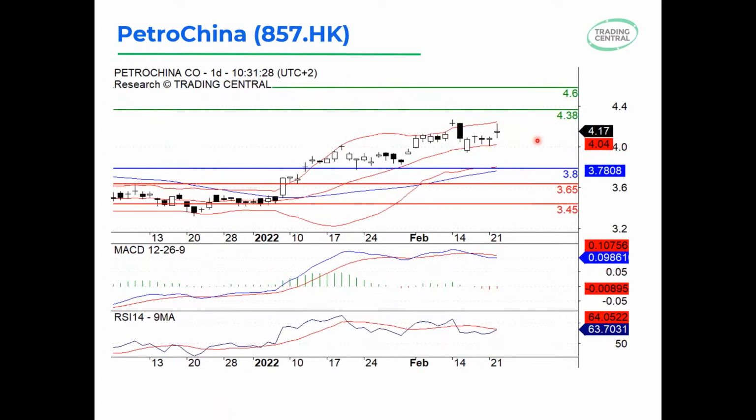PetroChina, a stock listed in Hong Kong. It is an updated chart. You can see that it keeps trading above the 20-day moving average. Although we have a down day, down 2% or 3% in the HSI today in Hong Kong, this stock rose during the session. Not bad. I can see the momentum indicators, not bad. This is an oil company listed in Hong Kong.